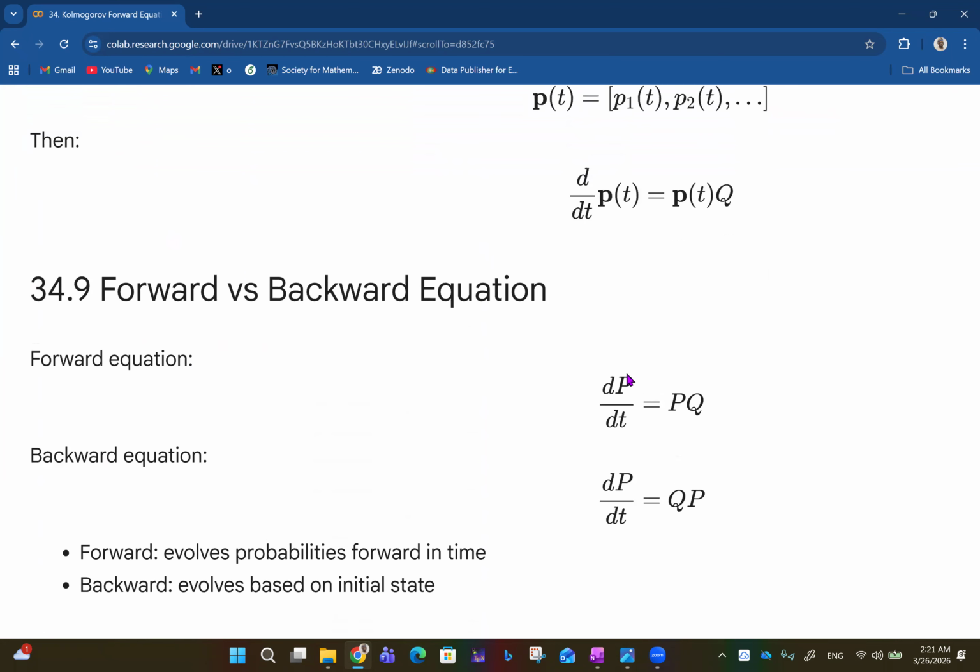In the forward equation, you have dP/dt equals PQ, and in the backward equation, you have dP/dt equals QP. So it's about the positioning of the Q, the generator matrix. The forward equation evolves probabilities forward in time, and the backward equation evolves based on the initial state.